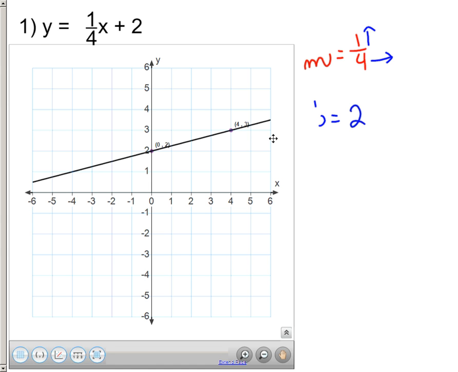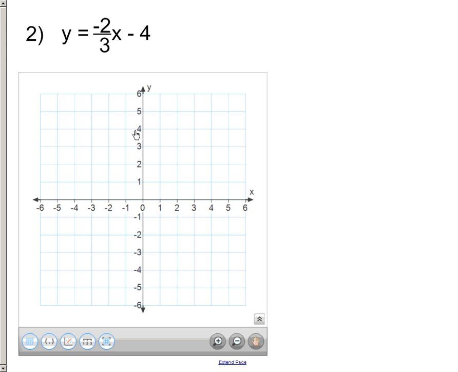I don't want to make it too complicated yet, so let's just go through it and see if you can understand this first. Y equals negative 2/3 x minus 4. So let's go get our slope. That's the fraction sitting in front of x and our y-intercept. Remember, always look at the sign in front of it. That's a minus sign, so it's negative 4. So graph your y-intercept first. We come down to negative 4.